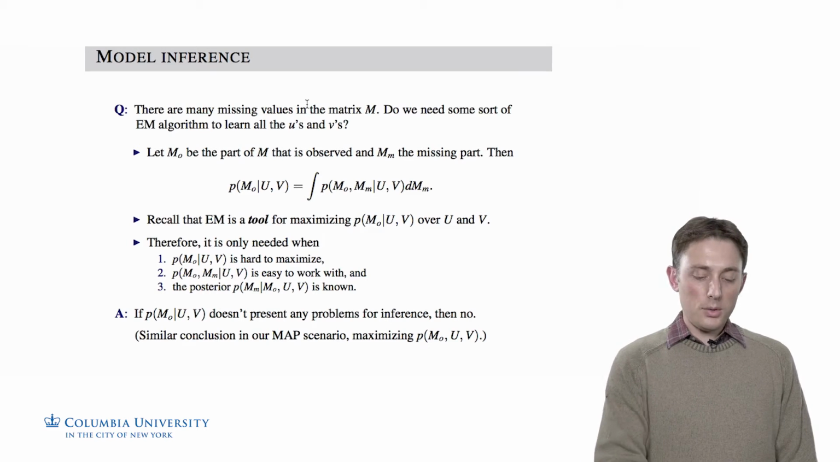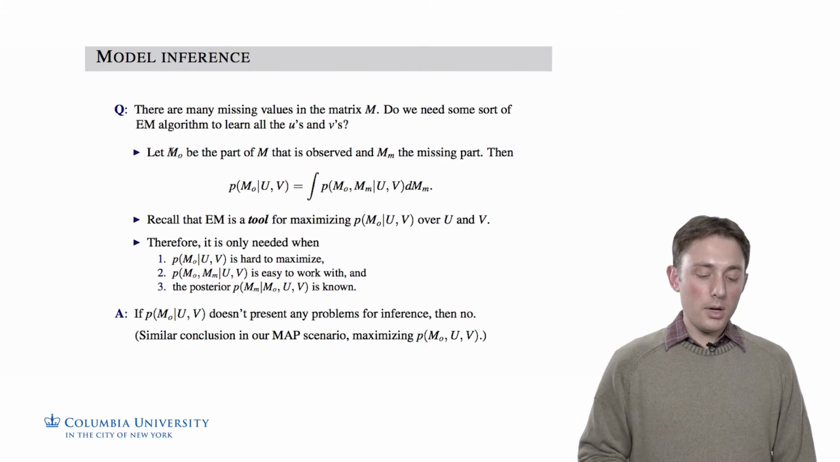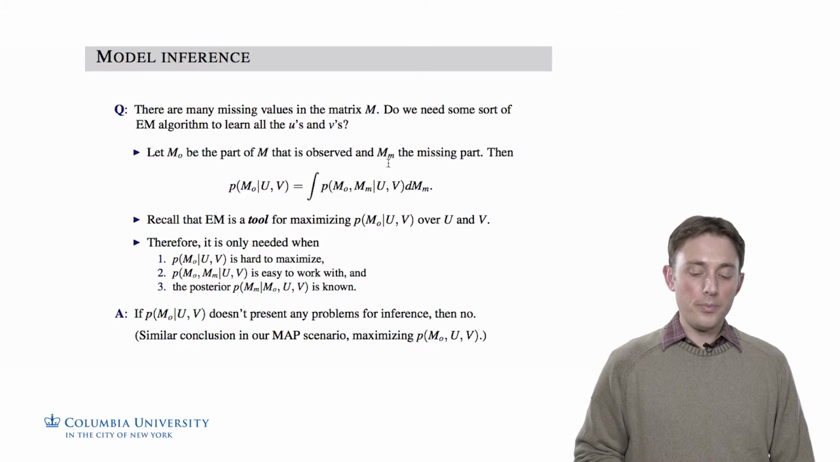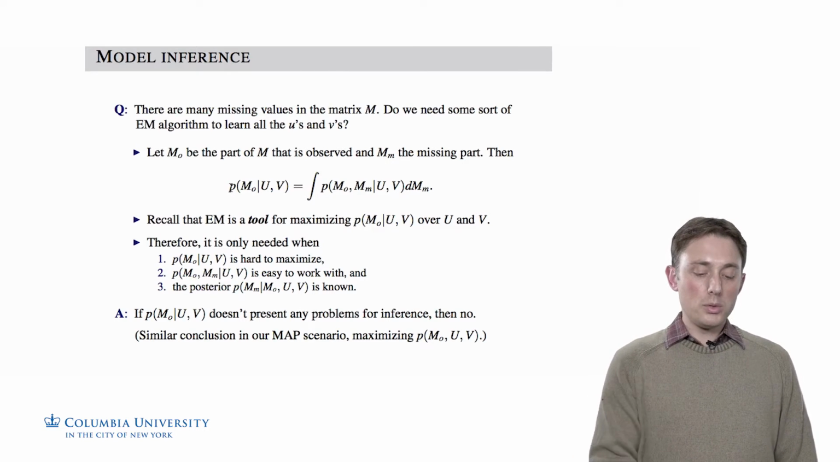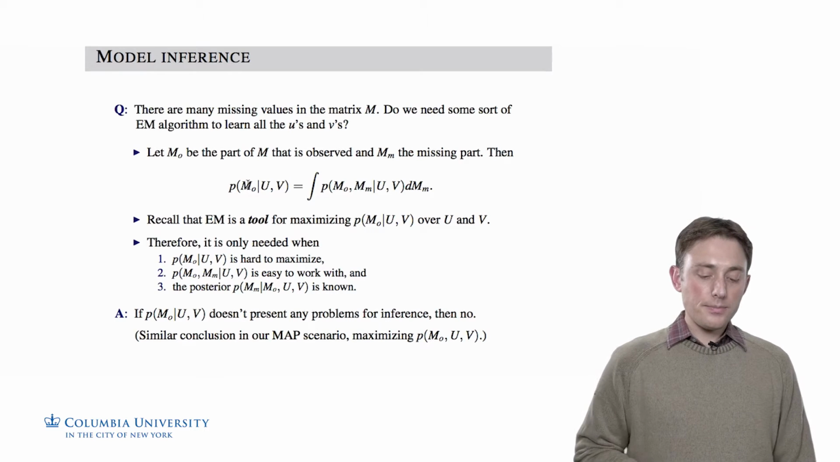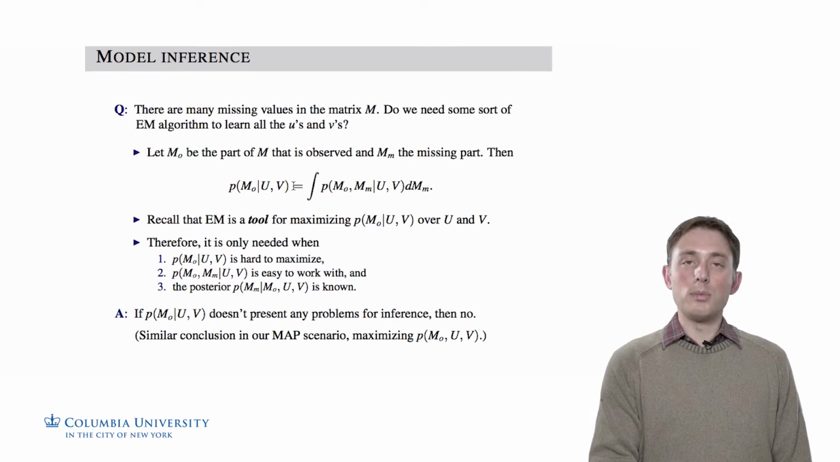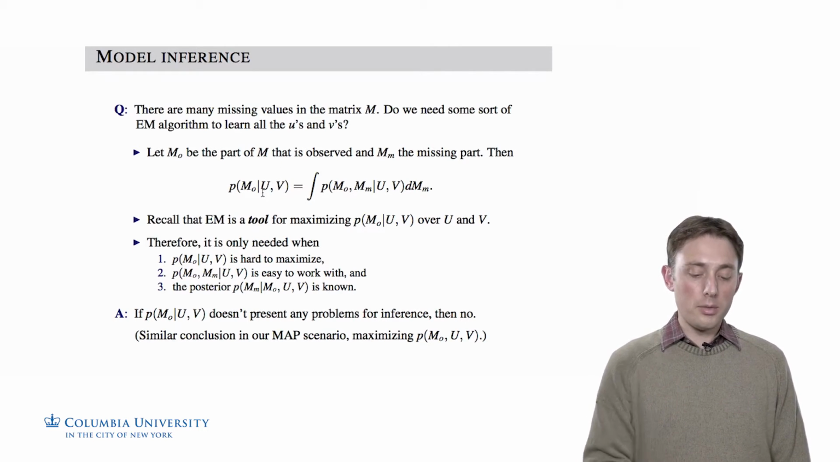And so let's think through this problem. Let O be the observed part of M, and M subscript M be the missing part, using similar notation as two lectures ago. Then what we want to do is maximize the likelihood, in a sense, of the observations that we've seen given U and V. We also have a prior here that I'm ignoring for the moment. And that's equal to the integral over the missing values of the complete matrix given U and V.